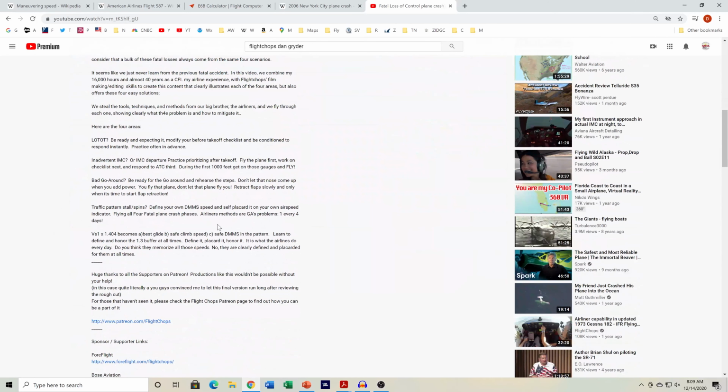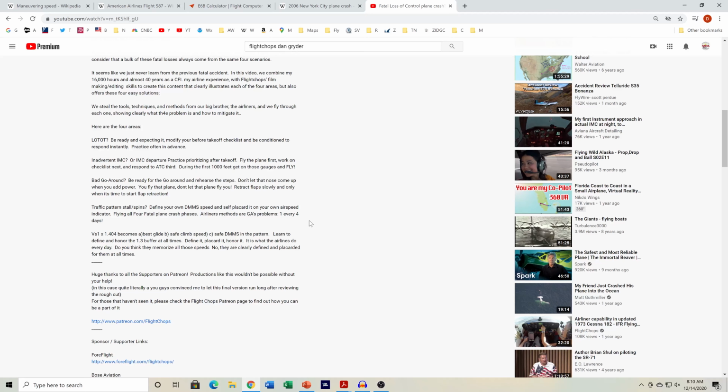But one of the things that Dan has been floating for the last year or so that has gotten a lot of attention is this idea of DMMS, design minimum maneuvering speed. What Dan's doing in short is he's taking a principle that the airlines use to help with their safety record and trying to apply it to general aviation. And that's why the notes here are talking about the airliner methods, using that to solve general aviation problems.